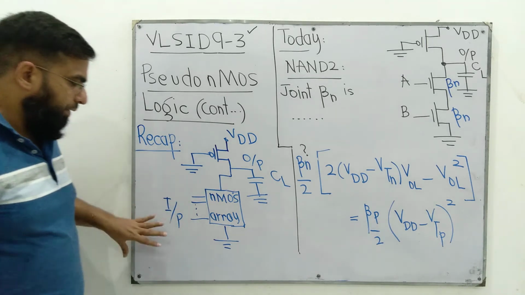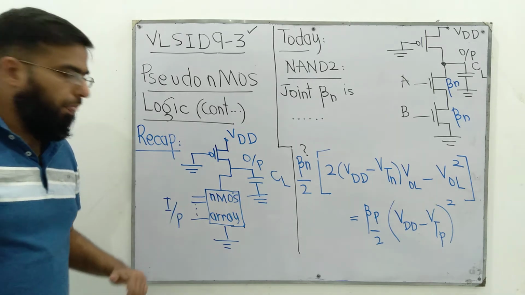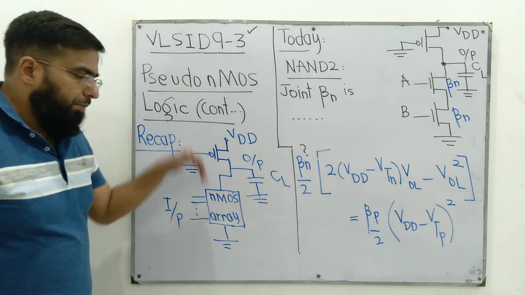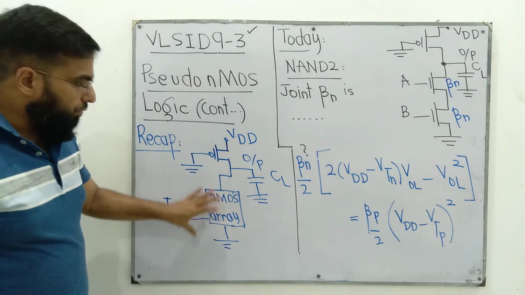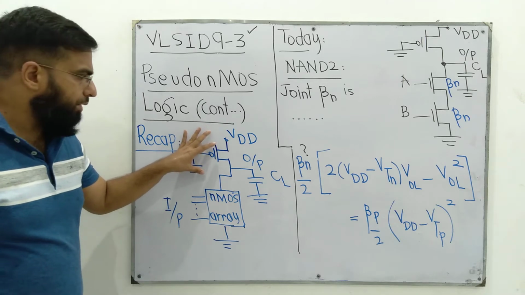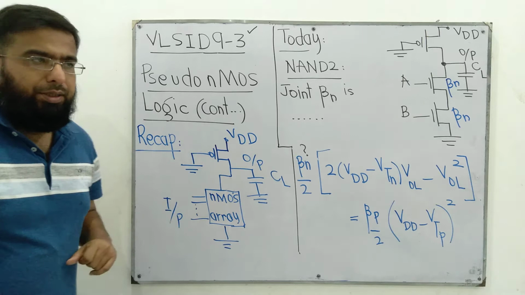So the problem is when we have the input voltage such that the output voltage has to be logic 0, we cannot achieve VOL exactly equal to 0 because both arrays are on. So there is a voltage drop across here and a voltage drop across this transistor, so we get a VOL that is greater than 0.